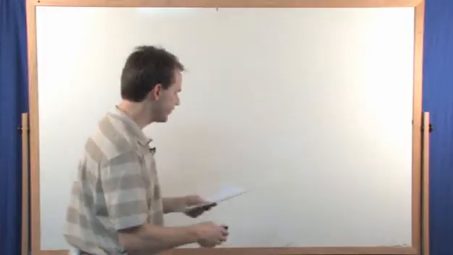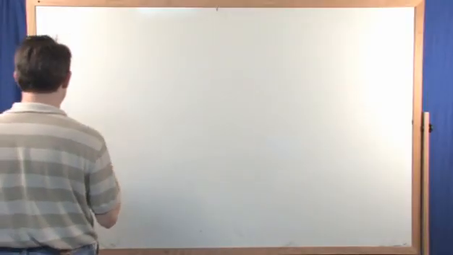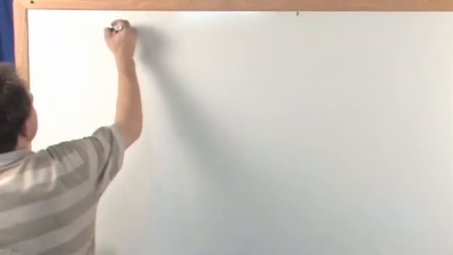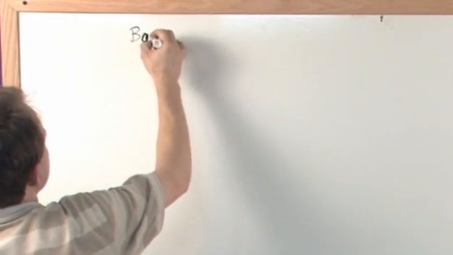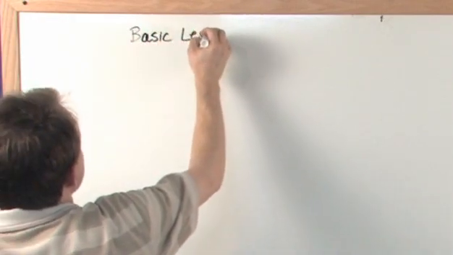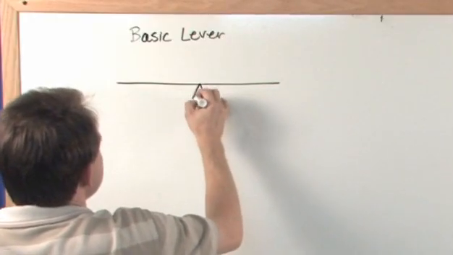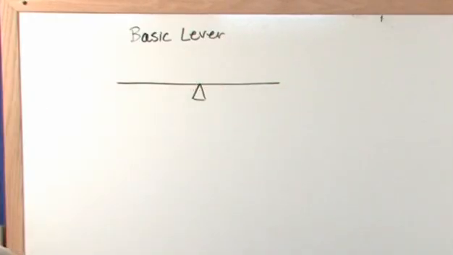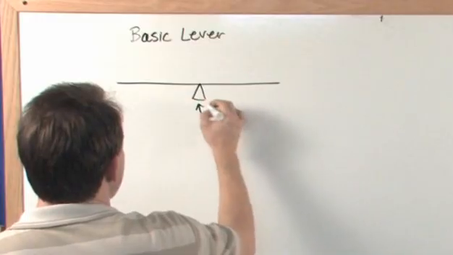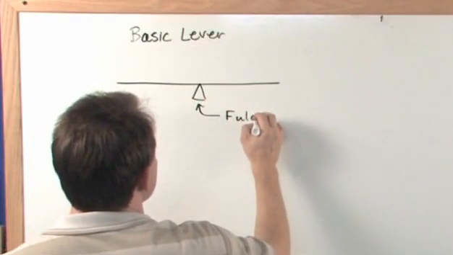So before we actually get into the word problem, let me teach you a little bit about levers, okay? So you have something called a basic lever. It's just a fancy word that means seesaw. So here's this middle point where you're balanced, okay? This thing has a special name. It's called a fulcrum, okay?